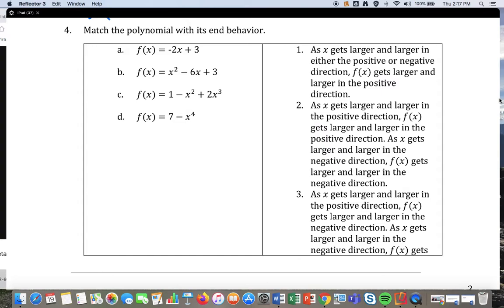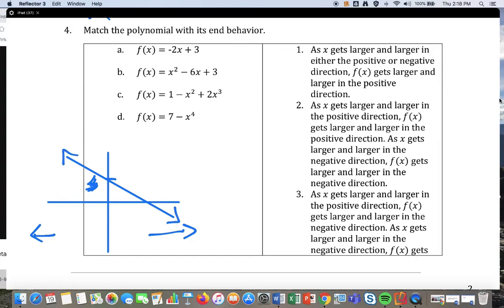So this first one, f of x is equal to negative 2x plus 3, that looks linear to me and it has a negative slope. So it's going down from left to right. It's going through y equal to 3 on the y-axis. I would say that number 1 is not right. As x gets larger and larger in either the positive or the negative direction, f of x is not getting larger in the positive direction on both ends. It's going in opposite directions.